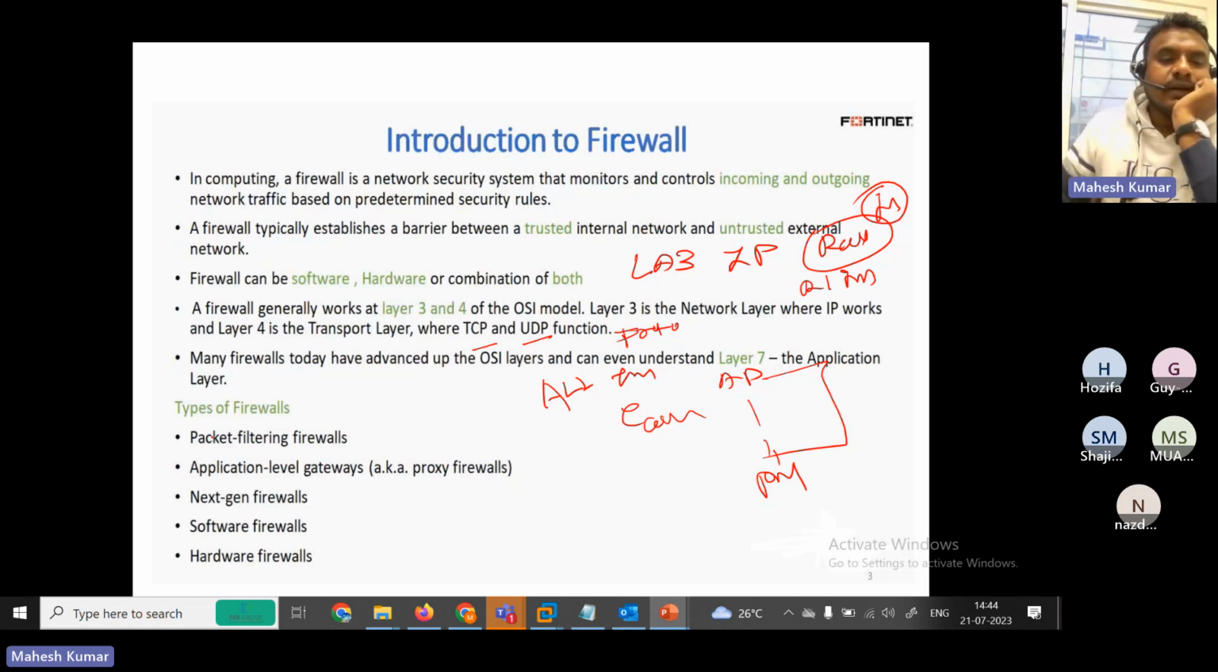Types of firewall: packet filtering firewall, application firewall, next generation firewall, software firewall, and hardware firewall. Just now we discussed the software firewall and hardware firewall. Packet filtering firewall I will explain in the next slide. Application firewall I will explain in the next slide. Next generation firewall I will explain in the next slide.